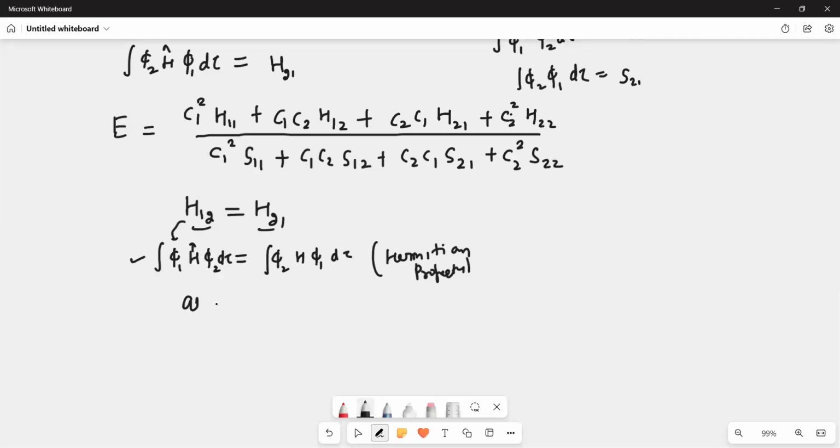Also, S12 and S21, these are also equal.